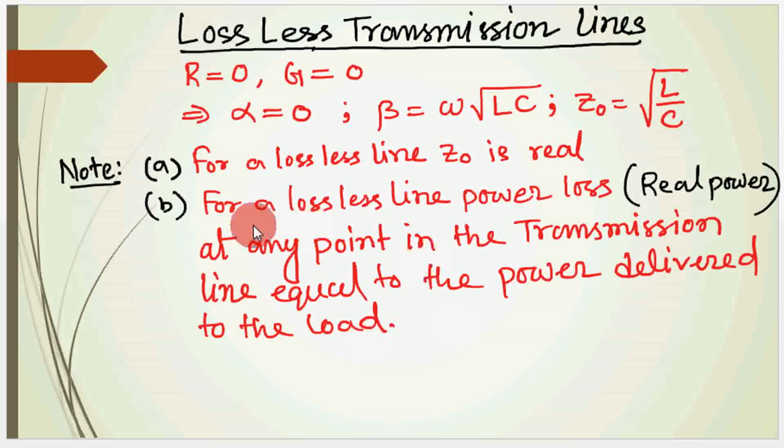This point is very important: to calculate the power delivered to the load, you can calculate the voltage maxima and the impedance at the maximum point, and calculate the power dissipated at that particular point, and that will be equal to the power delivered to the load.